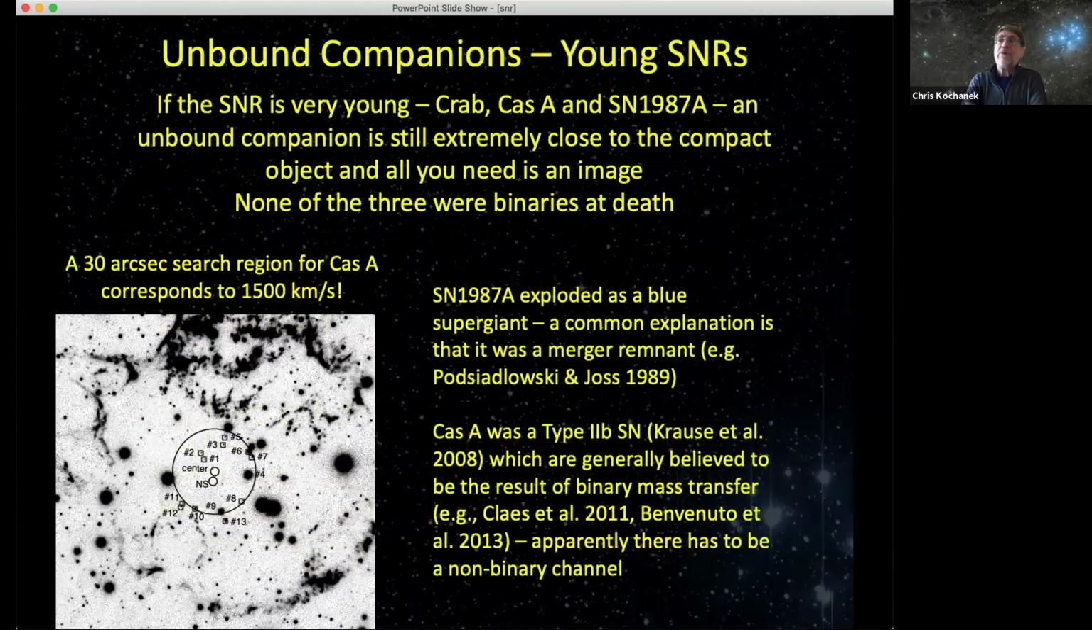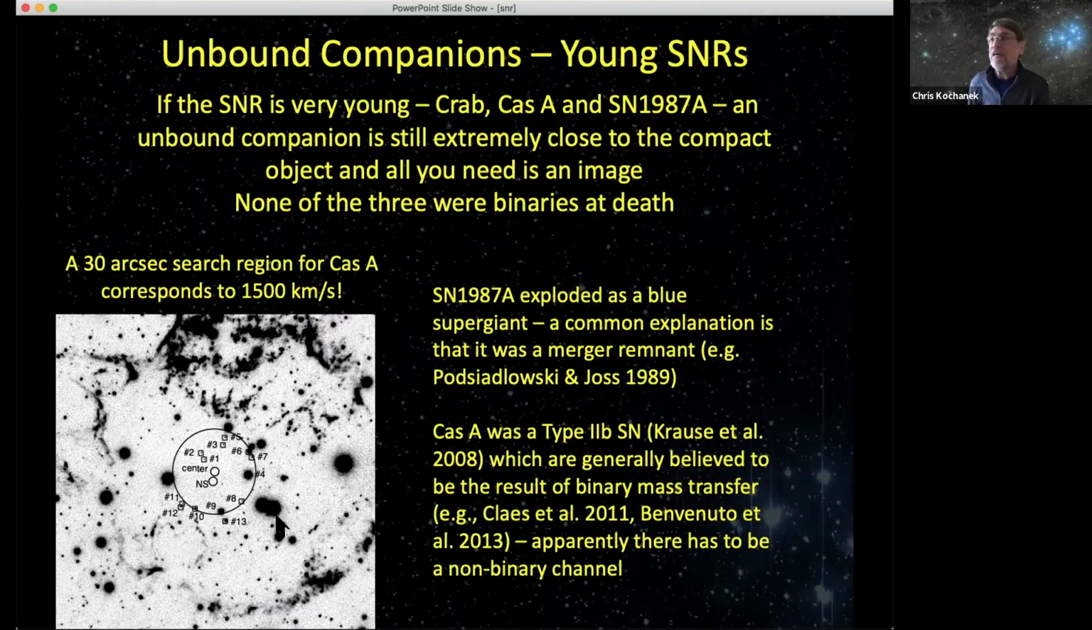All right, unbound companions are harder because now you have to look not right on top of the compact remnant. The two things are now separated, and you have to figure out a way to associate an unbound star back with the compact object. For the really, really young supernova remnants, you don't need to know anything other than where the neutron star is.